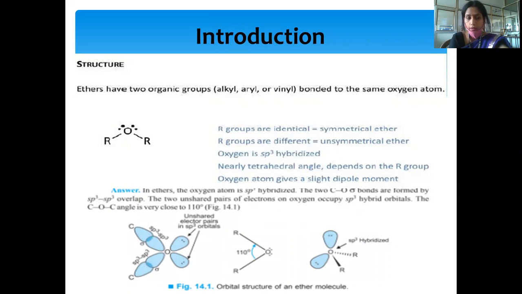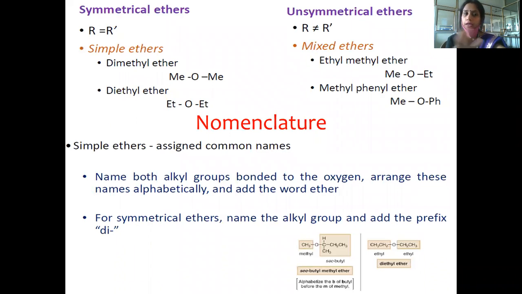Then here at the bottom, the structure of ether is given. You can just go through it. This is for making your notes, like I just told, symmetrical ethers and unsymmetrical ethers. Then if you see the nomenclature, the simple ethers are assigned common names.